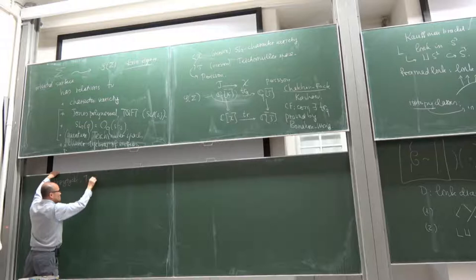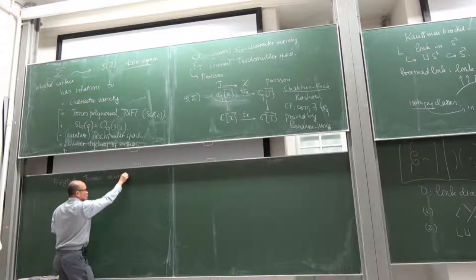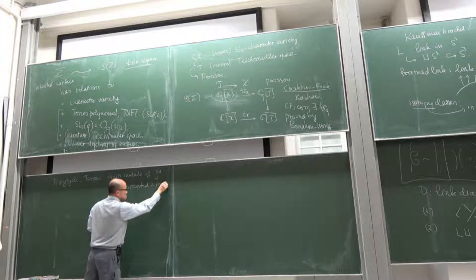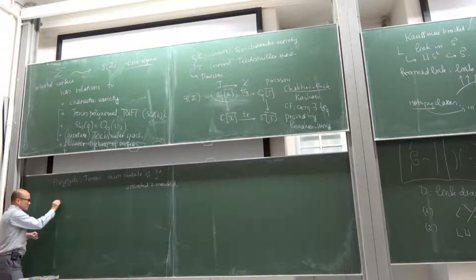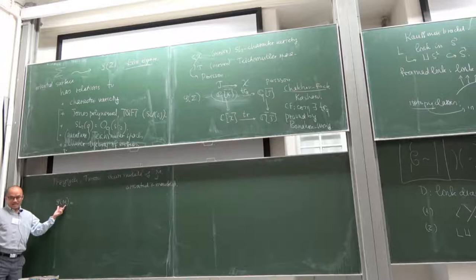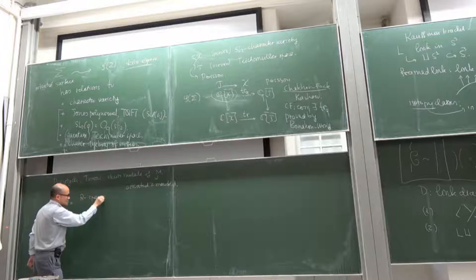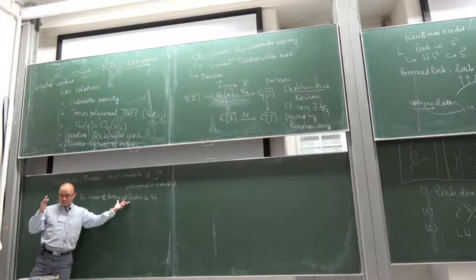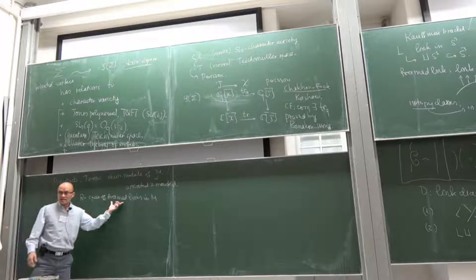They defined the skein module of three-manifolds, where M here is an oriented three-manifold. The definition is very simple. This is denoted by S(M). You take the R-span of framed links in M. As usual, when I say framed link, I always mean its isotopy class. We don't distinguish links up to isotopy.